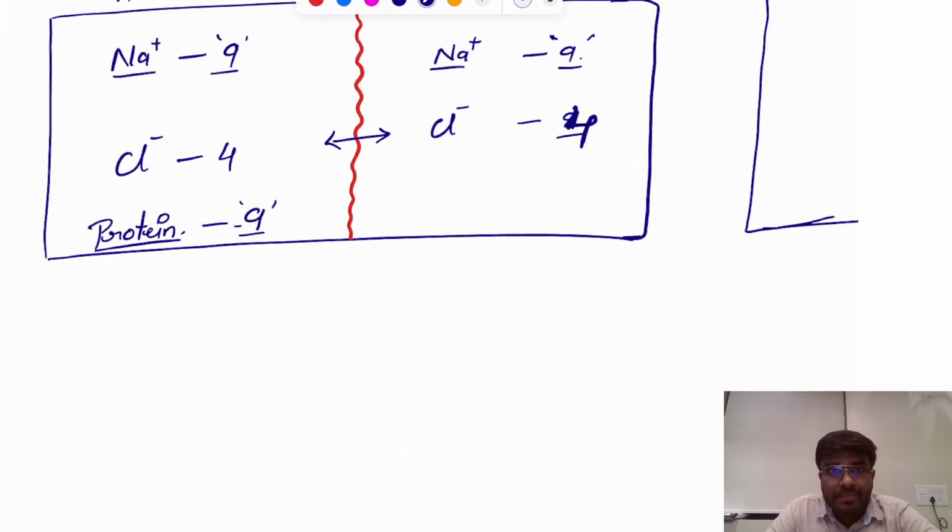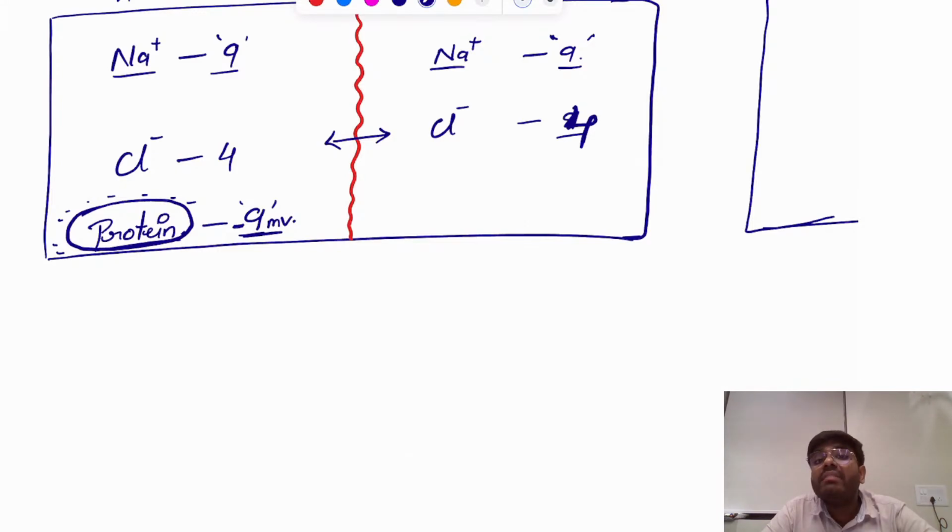When I kept such a large protein molecule, these protein molecules have a negativity of minus 9. It's an anion. These are the proteins which are anions. The negative charge is minus 9 millivolts.